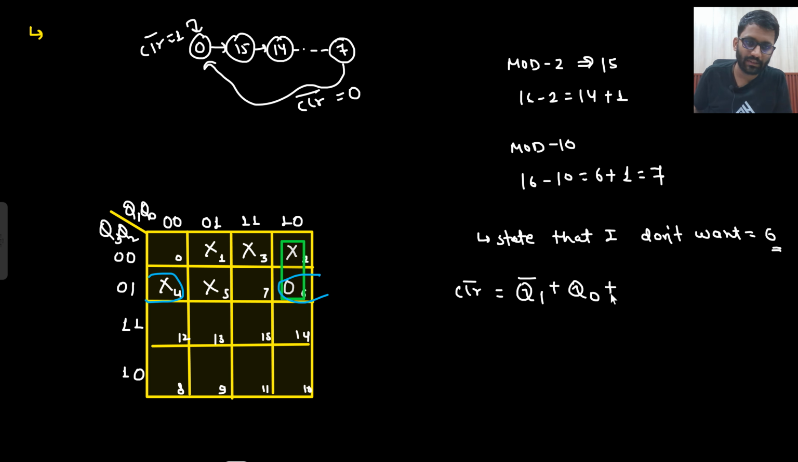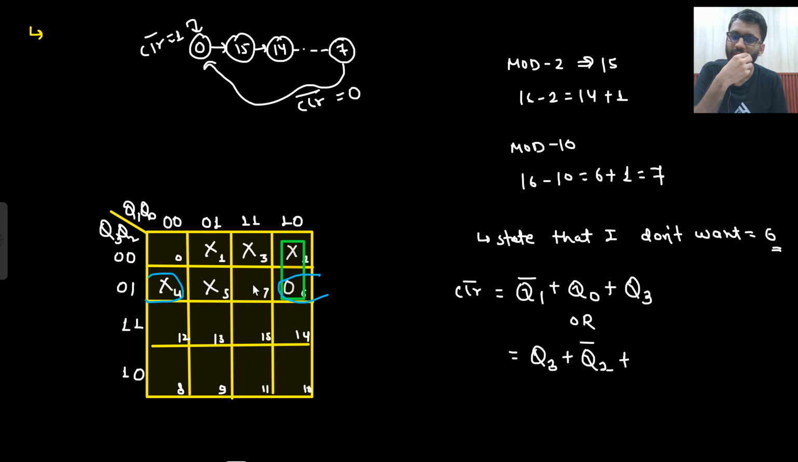Q1 bar plus Q naught plus this 0 is also constant plus Q3, or in this pair if you see, so Q3 plus Q2 bar plus, and what else is constant? This 0 is constant, so plus Q naught. Q3 plus Q2 bar plus Q naught. Yeah. So these two possible outputs are there for clear input, clear bar input, right? These are the outputs of clear bar input.